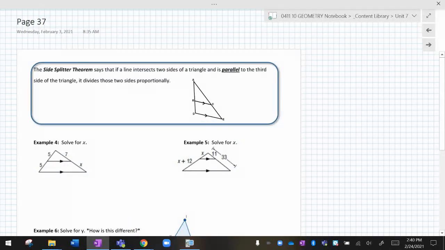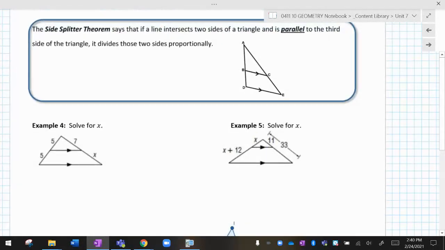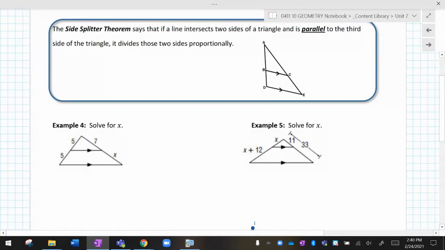Next, now we've got the side splitter theorem. This is just another way that triangles can split to make proportions. If you have a triangle, and inside that triangle you draw any line parallel to a side, in this case it's usually the base, it splits the top and the bottom, that should say D, it splits the top and the bottom proportionally. A over B equals C over D. Every time.